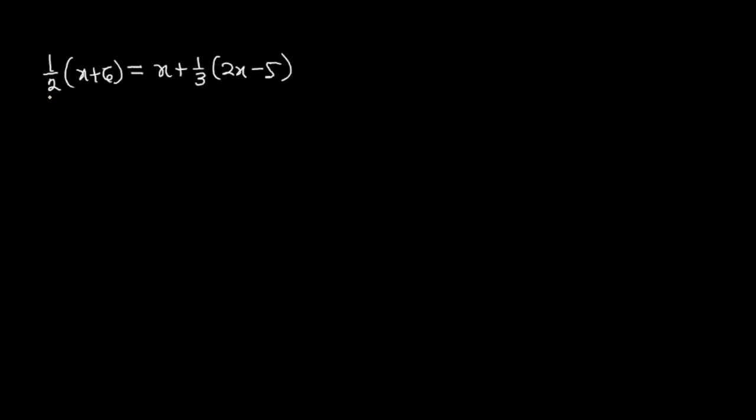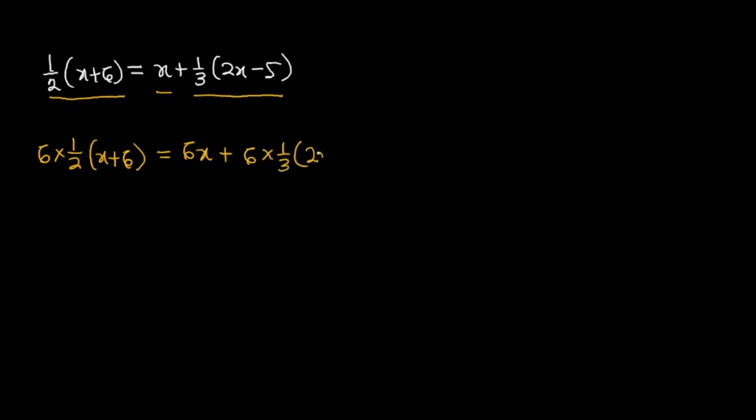we realize that we have, this is the first term, this is the second term, this is the third term. We have 3 different terms, so we use the LCM to multiply through each of the terms. So the LCM of 2 and 3 is 6. So we use 6 to multiply 1/2(x + 6). Since all of this is one term, it is equal to 6 multiplied by x will give us 6x plus 6 multiplied by 1/3(2x - 5).